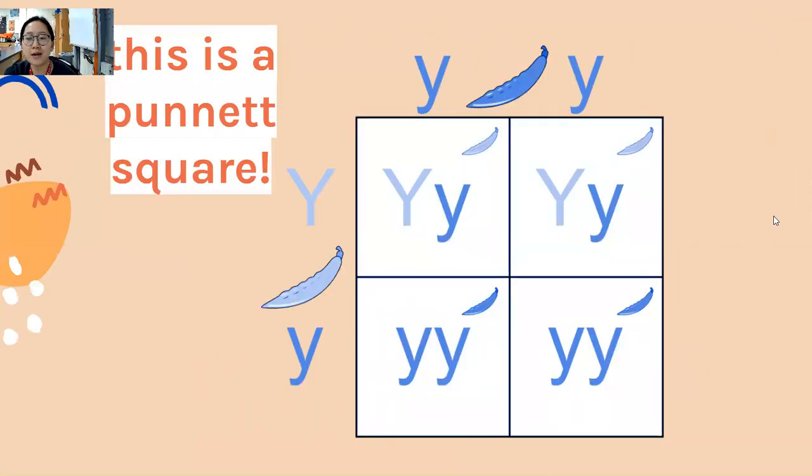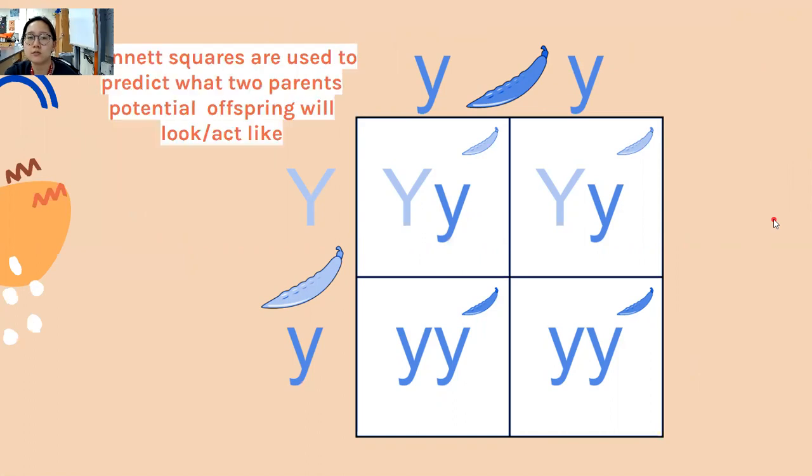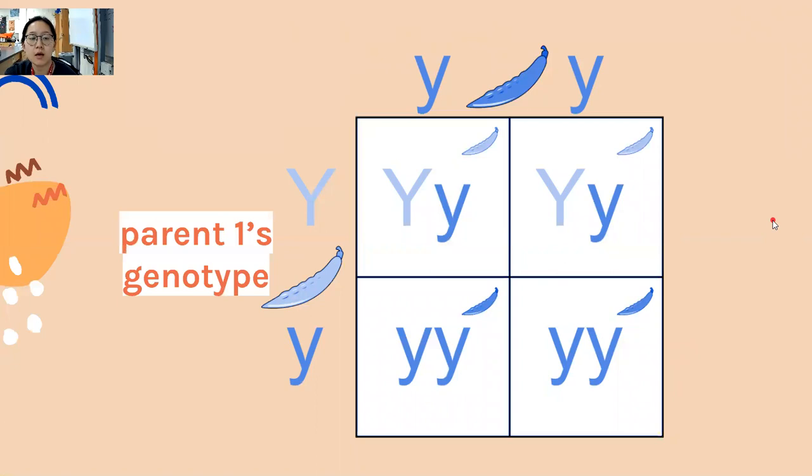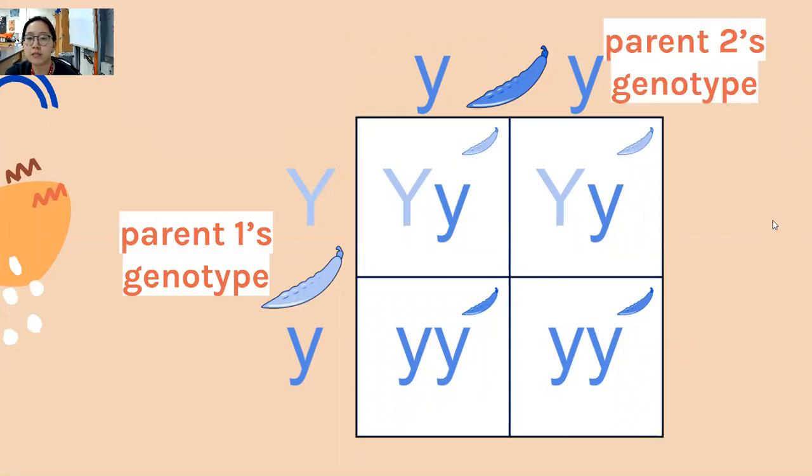And this is a Punnett square. This is where we're going to be using our genotypes and alleles. Punnett squares are used to predict what 2 parents' potential offspring will look or act like, sometimes traits or behaviors. Parent 1's genotype will be over here. Parent 2's genotype will be over here. Notice that the letters that were originally together in a pair are now separated into their own boxes.